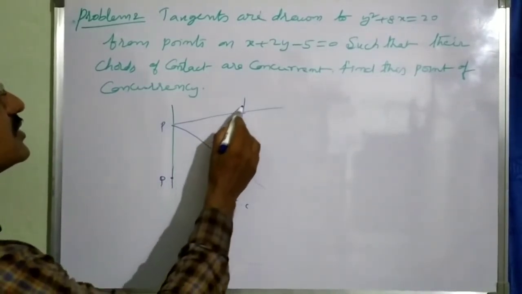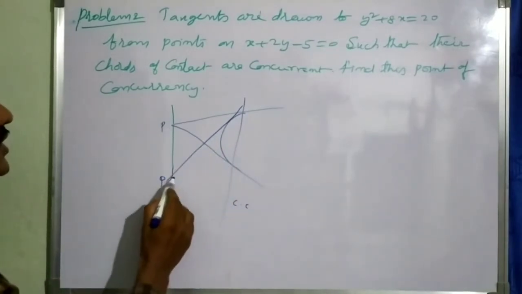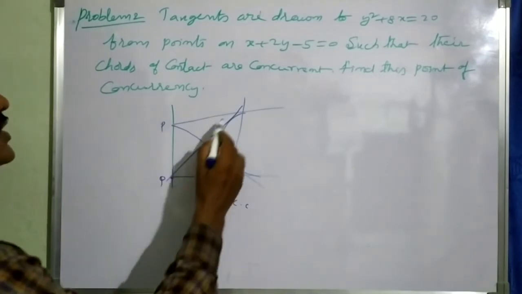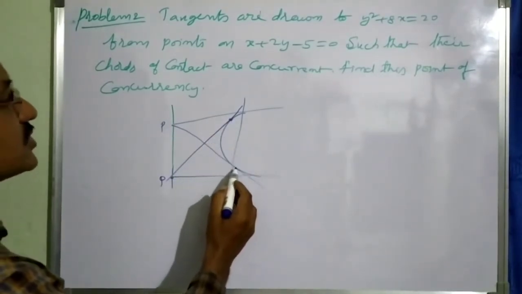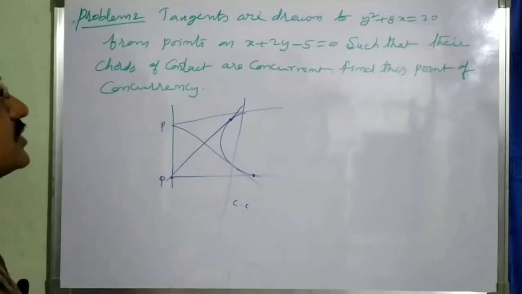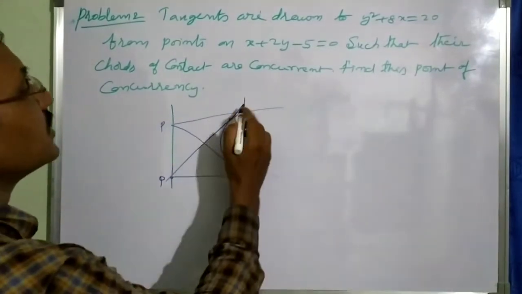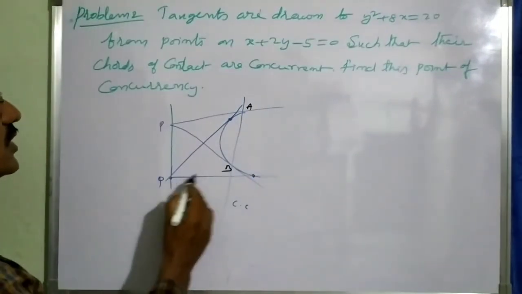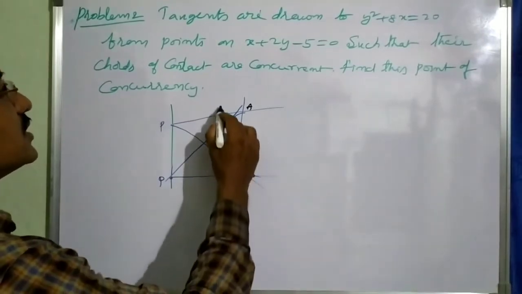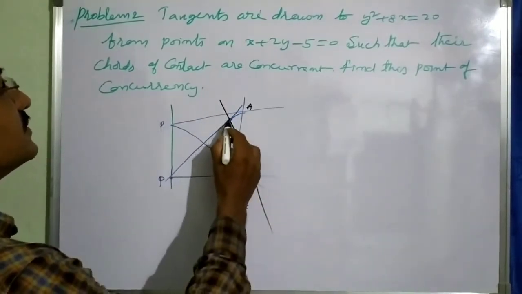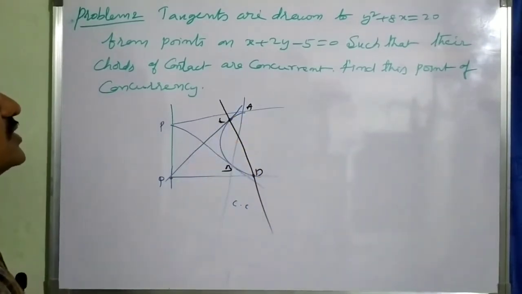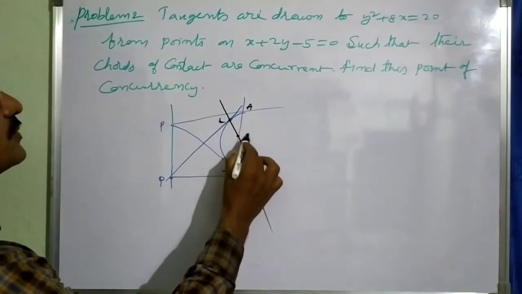In the same manner, if you draw the chord of contact for the other point on this conic, they are intersecting at some point. Let us say the chord of contact is AB for the point P, and for the other point, let us draw CD. These are concurrent at a point.